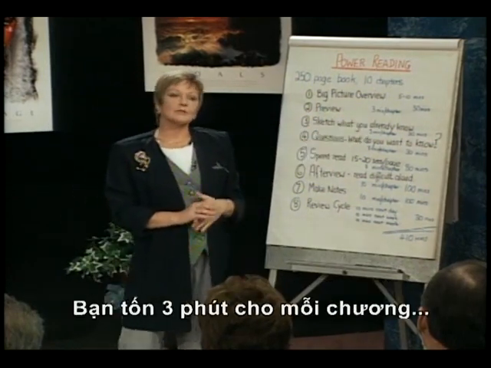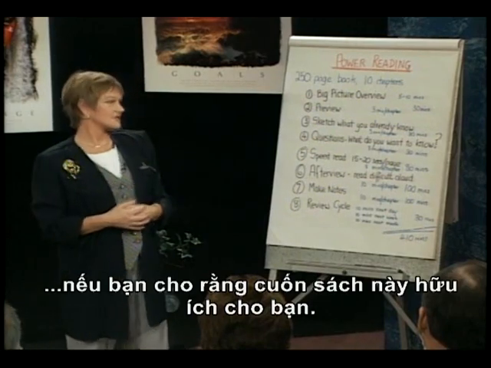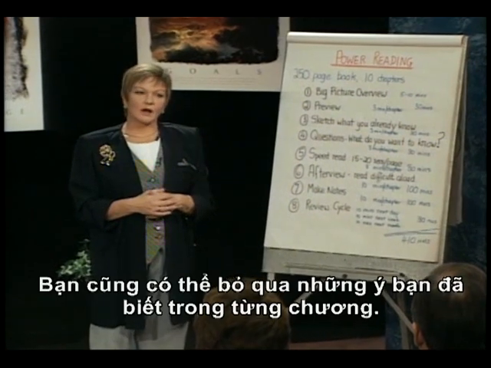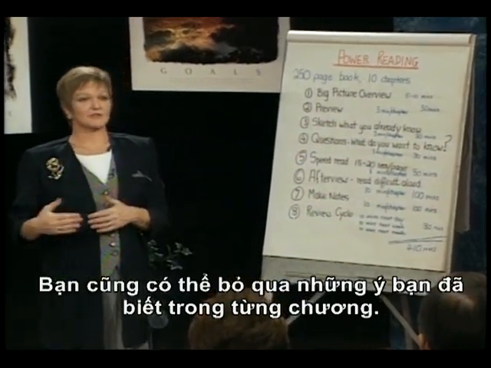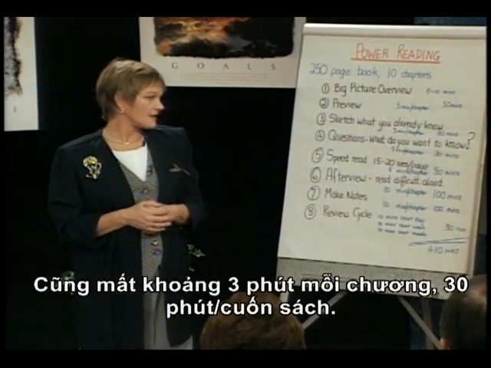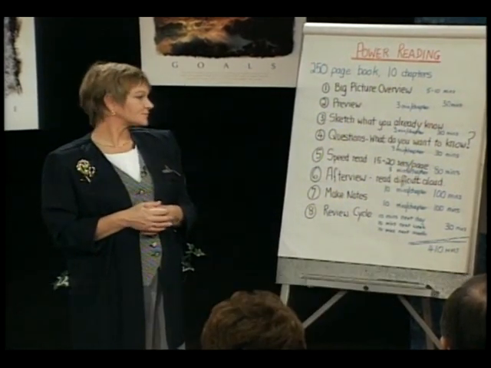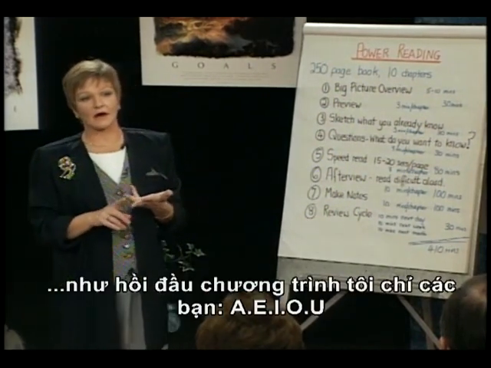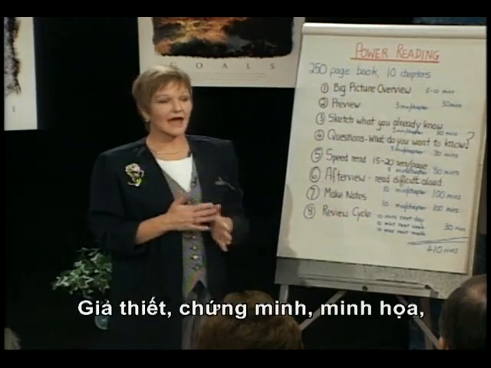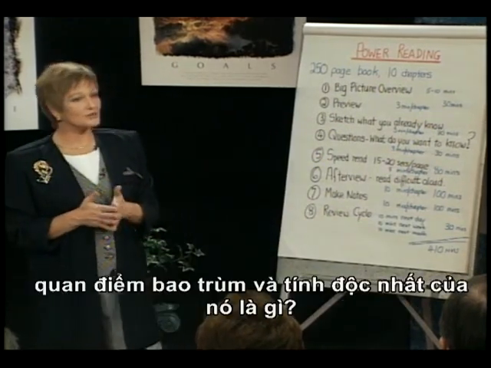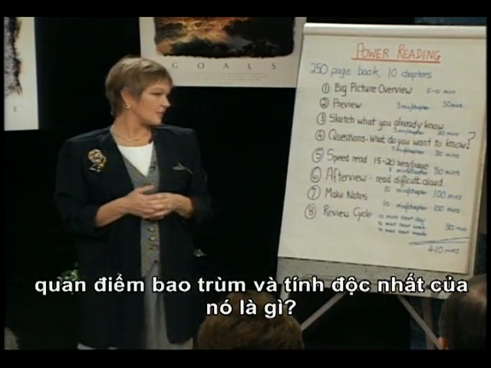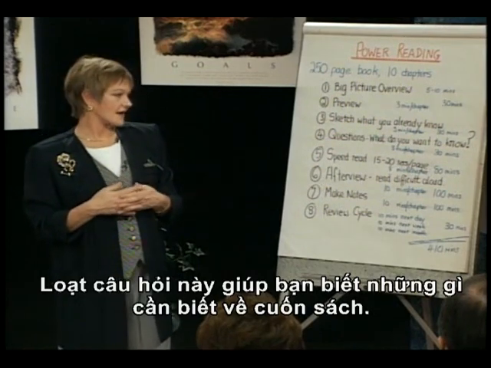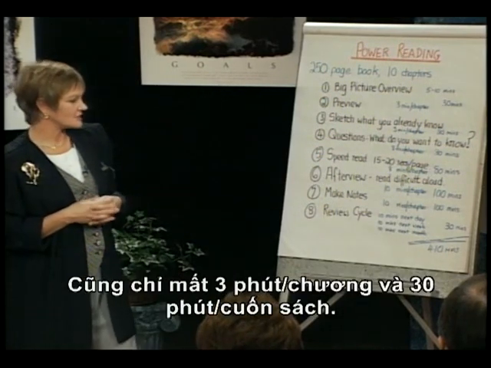So you spend about 3 minutes a chapter if you've decided that the rest of the book is going to be useful for you. You can then sketch out in note form what you already know about each of the chapters, about the subject. That, again, is about 3 minutes a chapter, 30 minutes for the book. And then ask the questions that we mentioned before over on the other board, the A, E, I, O, and U: assumptions, evidence, what illustrates this, what opinions are being drawn, and what is unique about it. Those questions will show you what you need to know about the text. Again, 3 minutes a chapter, 30 minutes for a book.